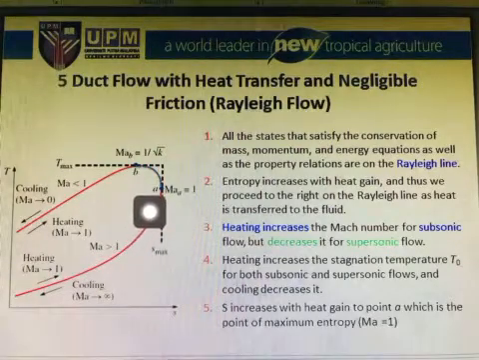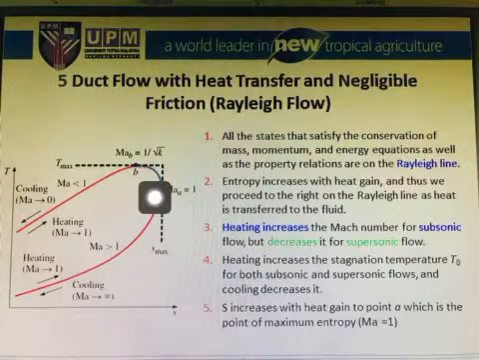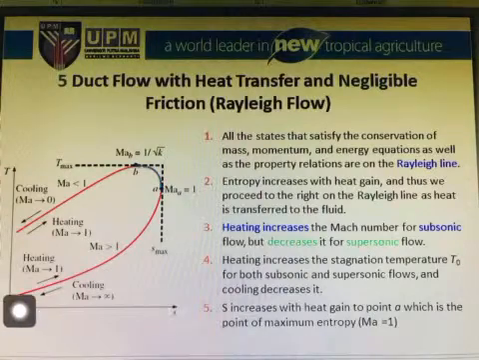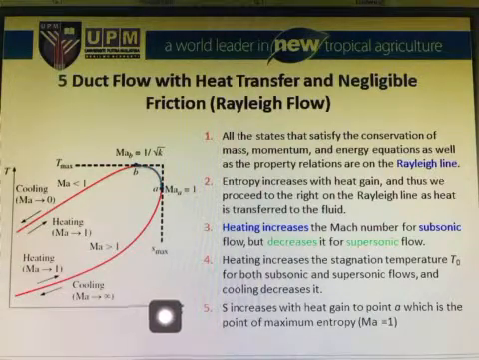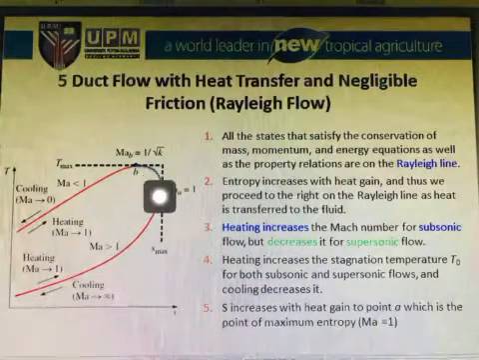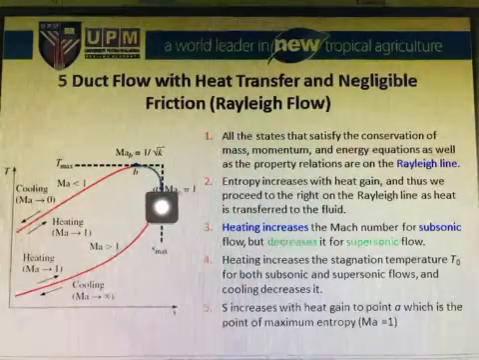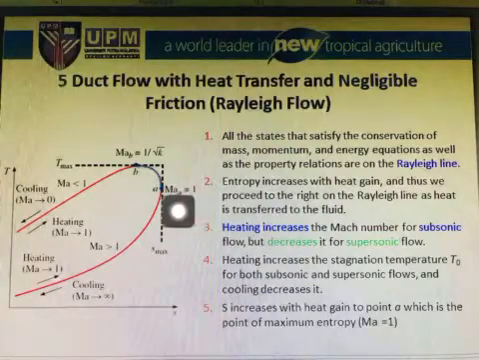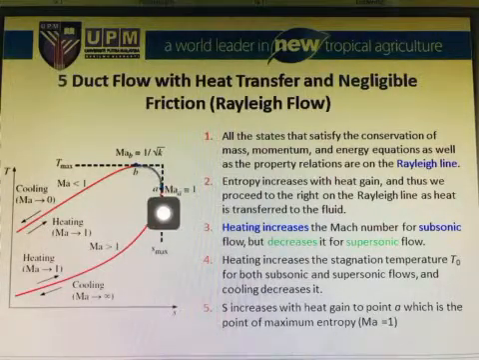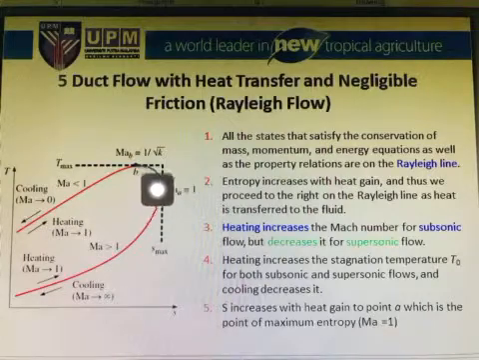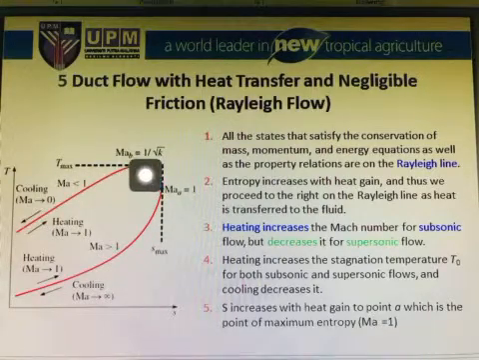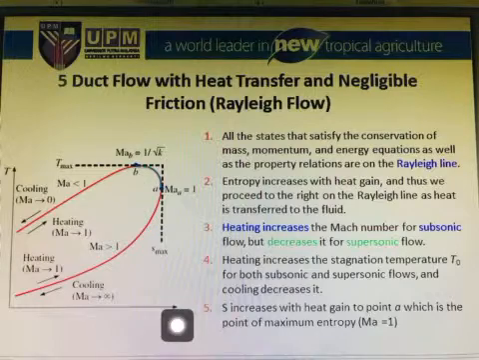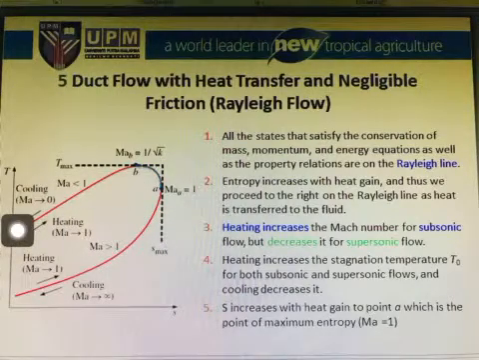So, when heating happens, you will finally reach the maximum value of entropy. So I forgot, this is temperature against entropy. So we will reach the maximum value of entropy. So at that point, the value of Mach number is equal to 1. And afterward, this line is for Mach number lower than 1, which is subsonic speed.